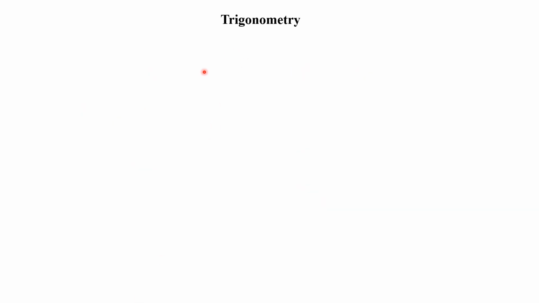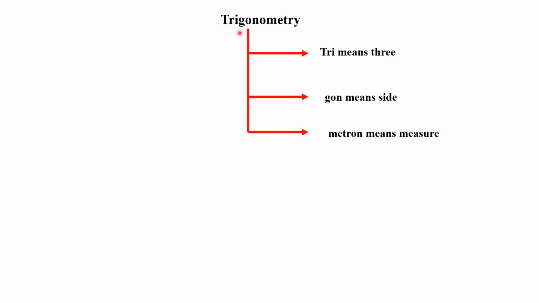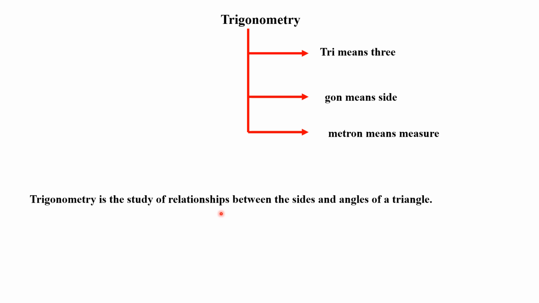Now we will see what trigonometry is and where it originated. It is made up of Greek words: tri means three, gon means side, and metron means measure. So trigonometry is the study of the relationship between the sides and angles of a triangle.